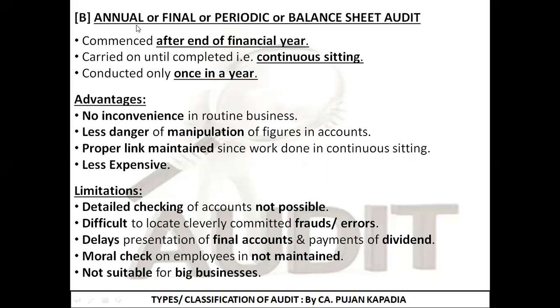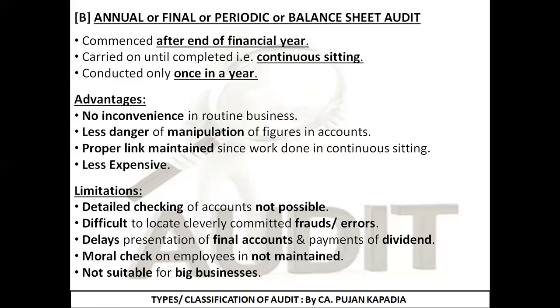Second was the annual or the final or periodic or balance sheet audit. Just remember all the four names because a question may come under any name. What is it? First, it is commenced after the end of the financial year. That is, as soon as my year ends, then I start with this particular audit. Second, it is carried on in a continuous sitting. That is, it is not like I am visiting the client place on a frequent basis. No, I am going in one time and in one shot.